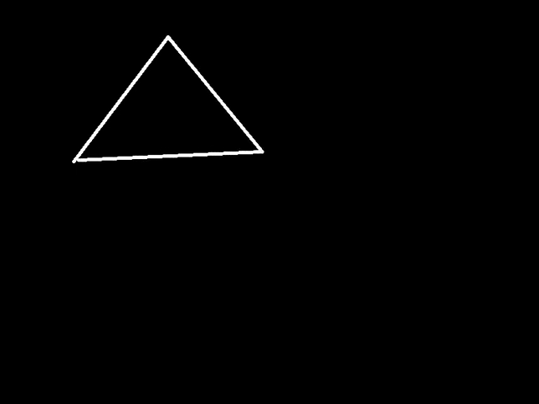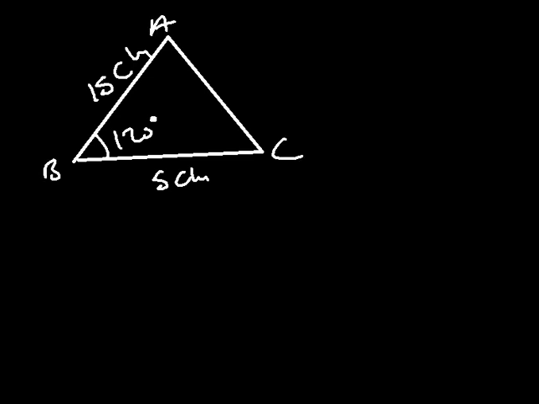Let's say we have the triangle, something like this. Let's say this is 5 centimeters, and this is 15 centimeters, and this is the angle 120 degrees. The triangle is ABC. So we should calculate the area of the triangle.